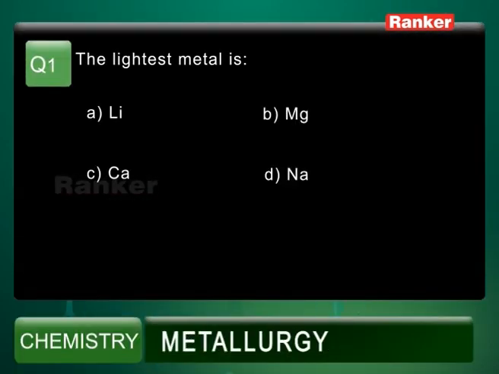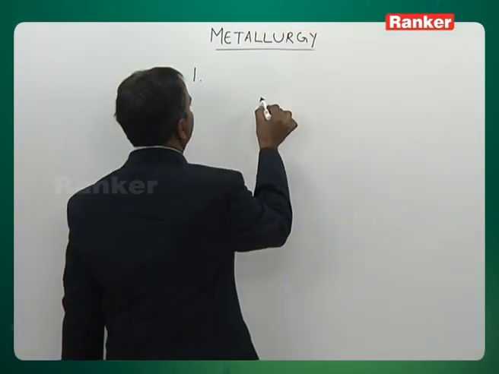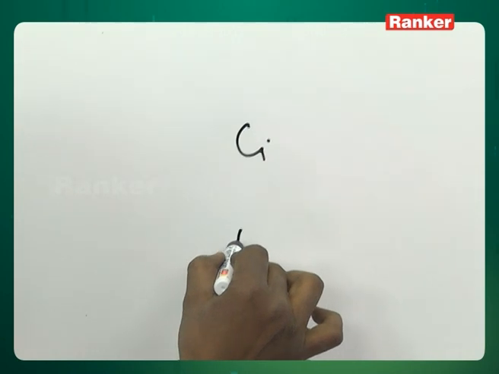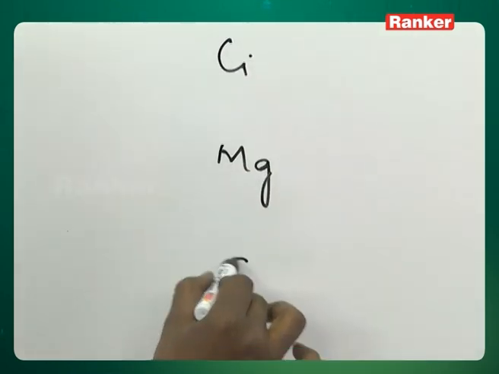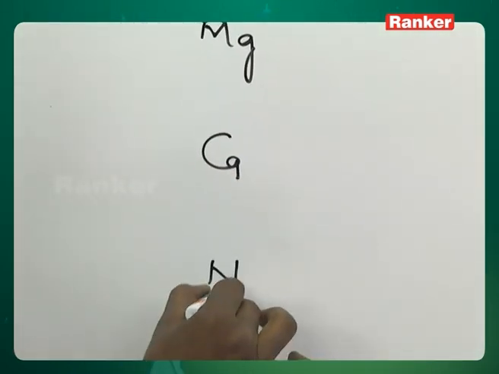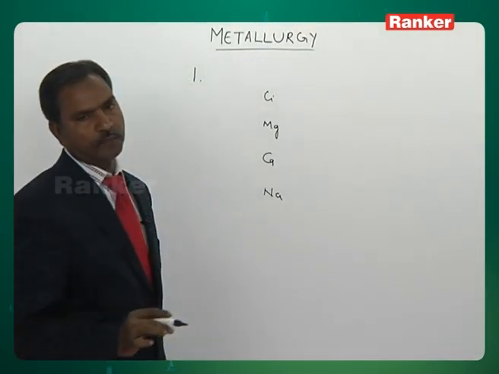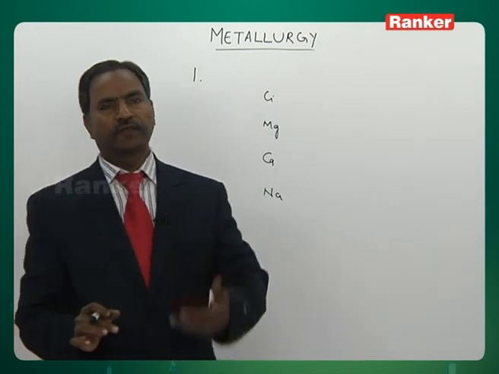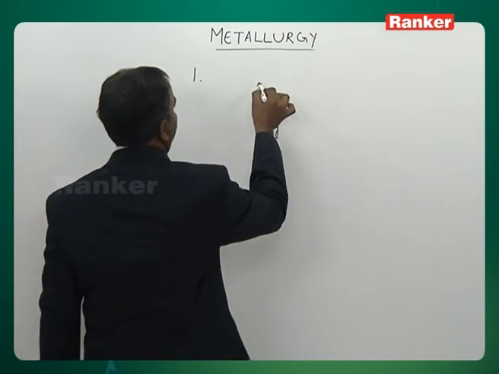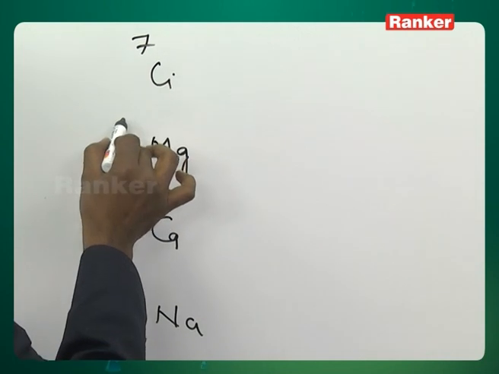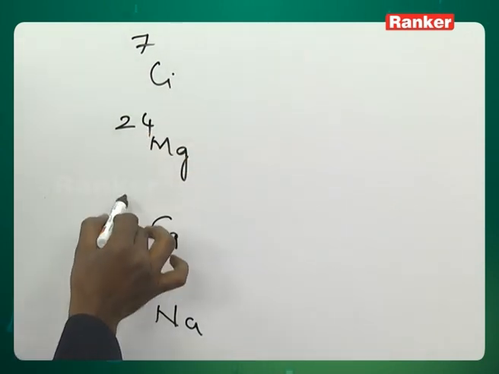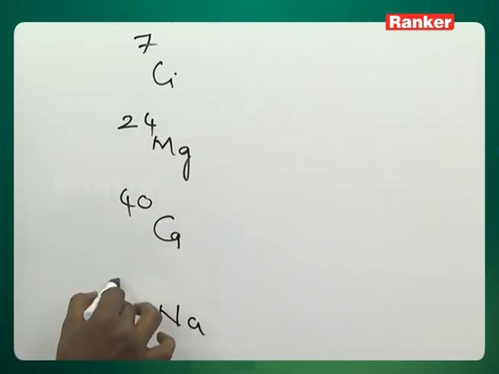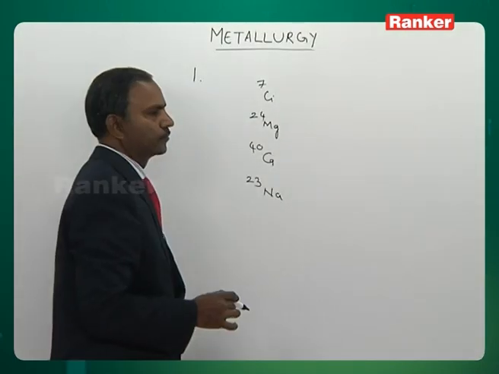The lightest metal is: A. Lithium, B. Magnesium, C. Calcium, D. Sodium. See, lithium, magnesium, calcium, sodium are given. You will be knowing the atomic weights of these. Lithium atomic weight is 7, magnesium is 24, calcium is 40, sodium is 23.